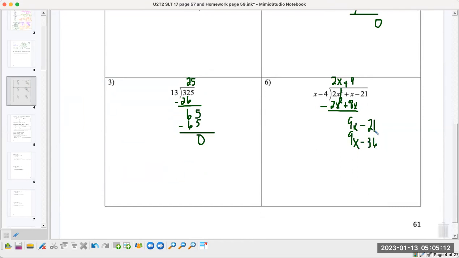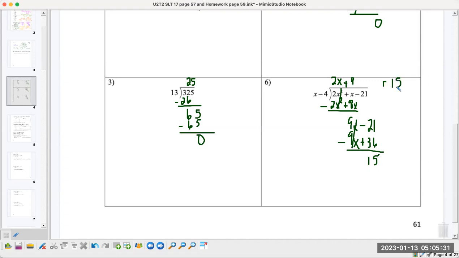Minus 36, because 9 times a -4 is -36. Subtract, cancel out. These are going to be adding. And -21 plus 36 will give us a positive 15. So we have a remainder of 15.